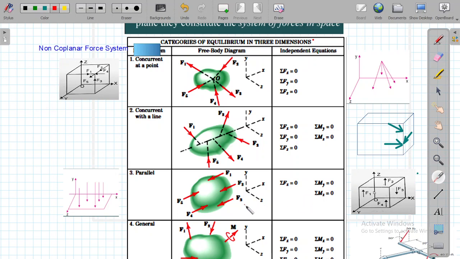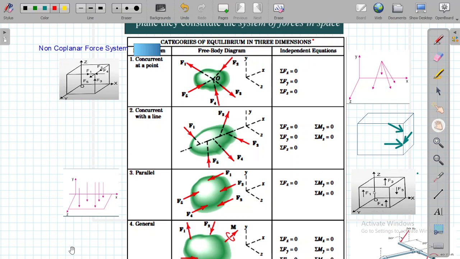To further enhance your knowledge, you can see this example. Okay, the main thing is x, y and z. So this is another example of a non-coplanar parallel force system in which all these forces are parallel to the y-axis. Another example over here also: this is your x-axis, y-axis and z-axis. This is a cube, and you can see all these forces are parallel to the z-axis.